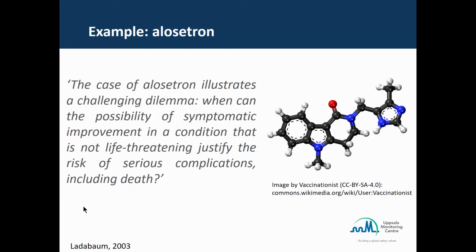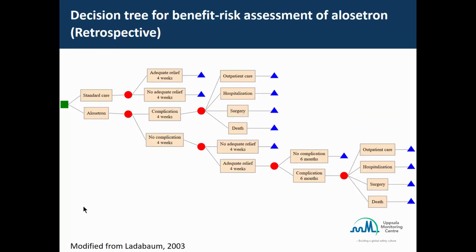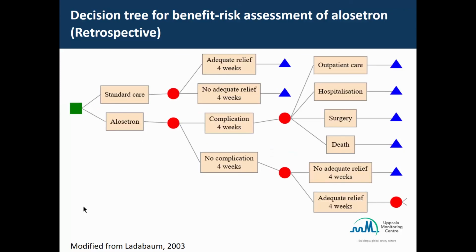One author summarized this issue like this: the case of alosetron illustrates a challenging dilemma. When can the possibility of symptomatic improvement in a condition that is not life-threatening justify the risk of serious complications, including death? So here is one decision tree that has been used in the assessment of alosetron. This zoomed-in view here should make it a bit easier for you to distinguish the individual elements of the tree.